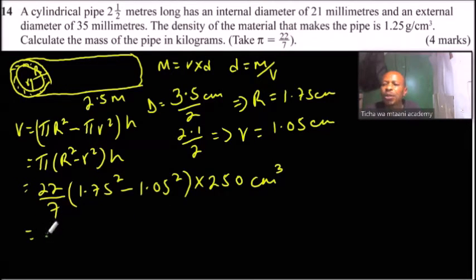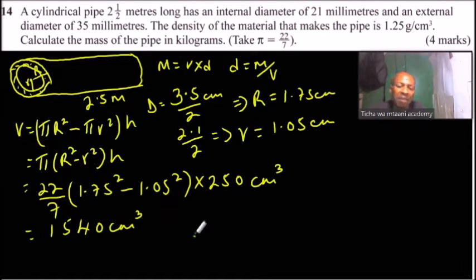So you can now use your calculator to get the volume, and you get your volume when you use your calculator. It is 1540 centimeter cubed using your calculator.